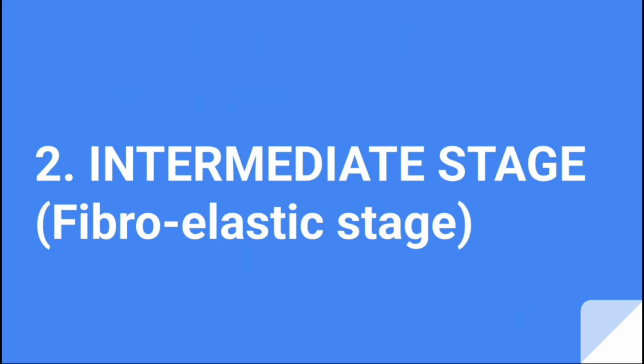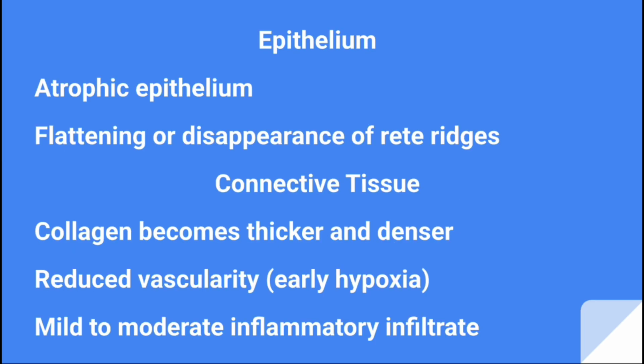So next stage is the intermediate stage, which is also called the fibroelastic stage. What you can see here microscopically in the epithelium: atrophic epithelium, flattening or disappearance of rete ridges you can see here. So this is about the epithelium changes. Now connective tissue changes: collagen becomes thicker and denser, mainly collagen is getting thicker and denser in the second stage.